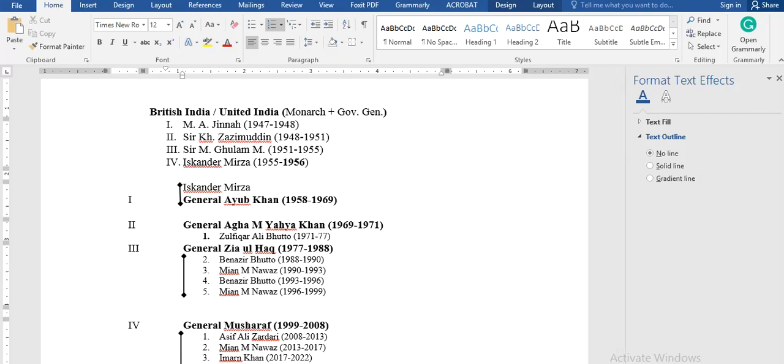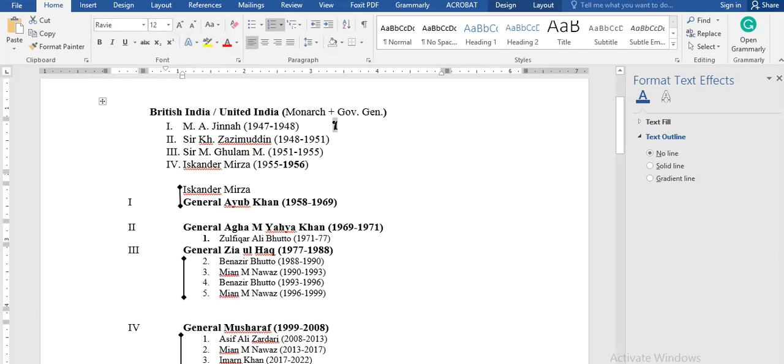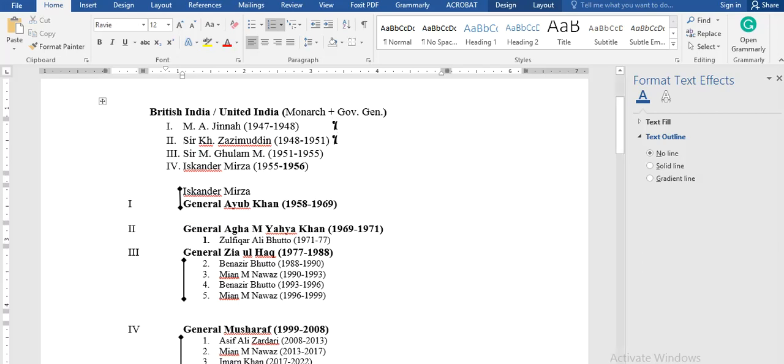However, the Prime Minister was Nawabzada Liaquat Ali Khan, who was the first Prime Minister of the country. So instead of writing the names, I am just writing the number of the Prime Minister. During the reign of the first Governor General, there was the first Prime Minister, Nawabzada Liaquat Ali Khan. I am using a unique style so that it is clear to you that this style belongs to the Prime Minister of the country.